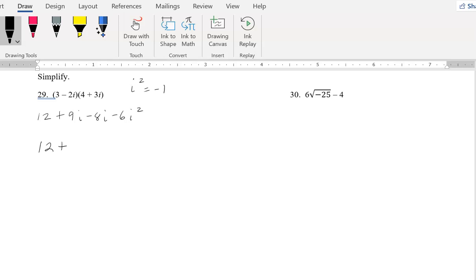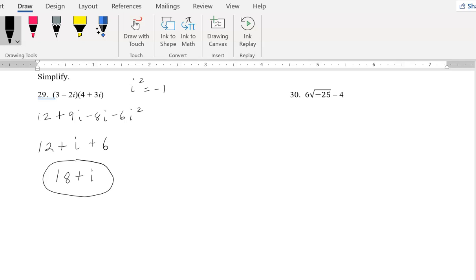So I'm going to combine like terms here. 9 minus 8 is 1, positive 1i. And if you treat i squared as -1, this is like -6 times -1, which makes positive 6. And now you can add the two real numbers together. And when you're writing these complex numbers, always make sure you write the real number first. And then i will be second. So there's the answer for 29.